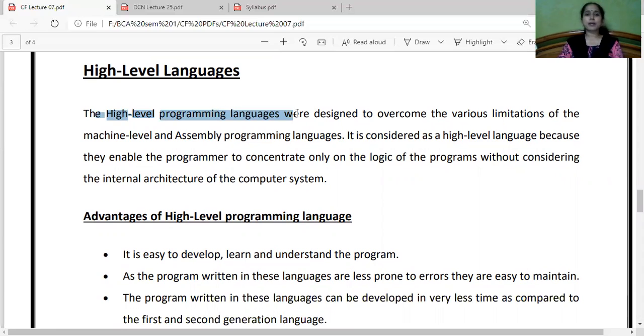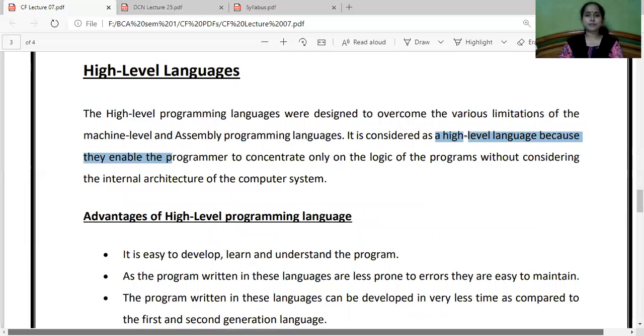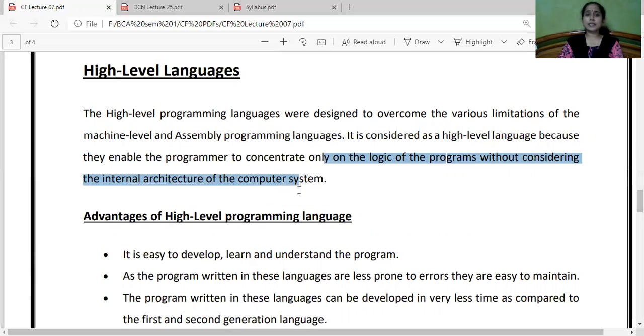Okay, high level languages. The high level programming languages were designed to overcome the various limitations of the first two levels, that is machine and assembly level programming. It is considered as high level language because they enable the programmer to concentrate only on the logic of the programs without considering the internal architecture. इसीलिए आप लोग फर्स्ट सेमेस्टर में C प्रोग्रामिंग, सेकेंड सेमेस्टर में डेटा स्ट्रक्चर यूजिंग C एंड थर्ड सेमेस्टर में जावा पढ़ लेंगे, जबकि आपको कंप्यूटर आर्किटेक्चर की बिल्कुल नॉलेज नहीं है और जरूरत भी नहीं है.